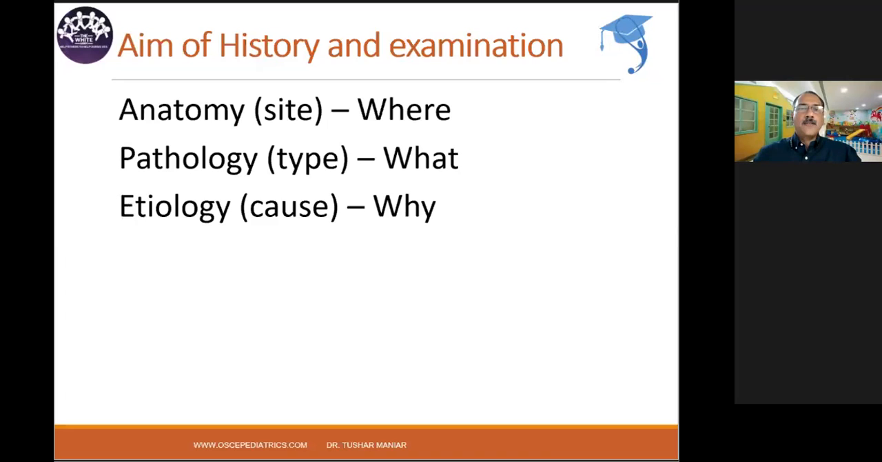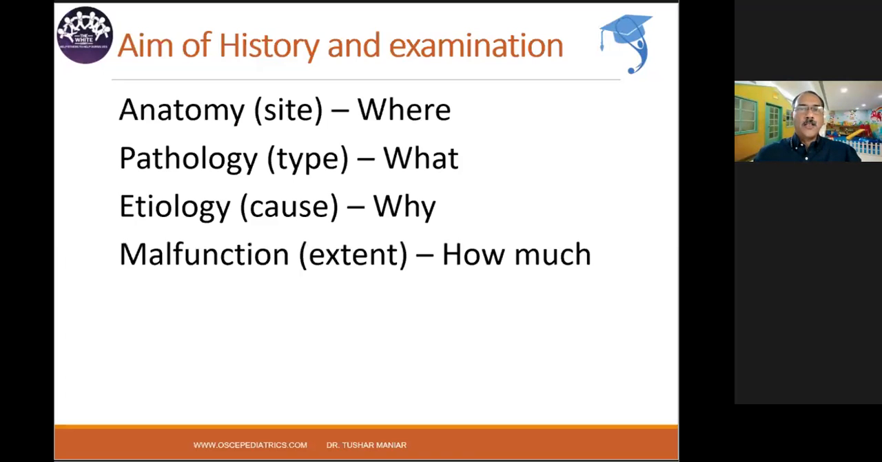Next, we ask ourselves, why has this happened, or why is this problem there in the first place? That is what we look at, the etiology or cause of the disease. And finally, we want to see how much is the disease. When we say how much, it means what is the extent of the disease, what disability, malfunction, or restriction the disease is causing to the patient.